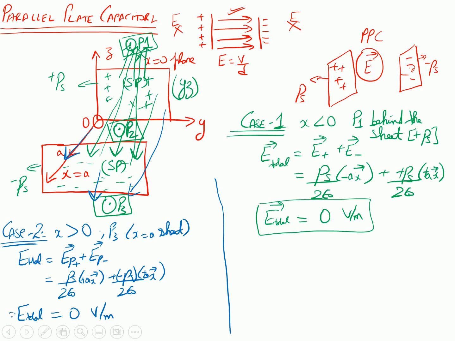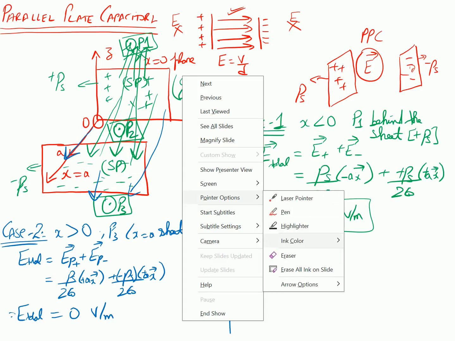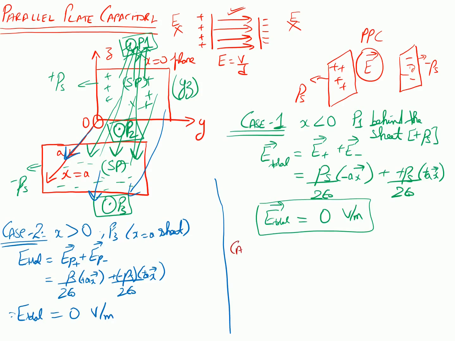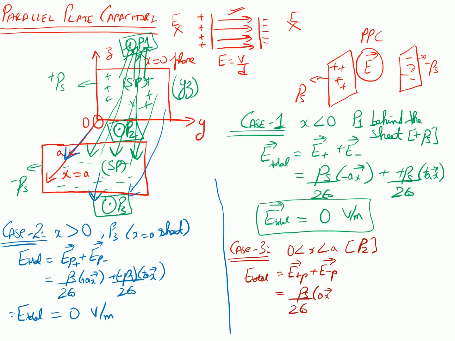Now let's go for the final case. In the final case, case number 3, we have that sheets are lying between x and a, so the total electric field is again the sum of positive rho plus negative rho, and we are talking about point 2, which is in between the two sheets. So it comes out to be rho of s divided by 2 epsilon along a of x plus negative rho of s divided by 2 epsilon into a of x.